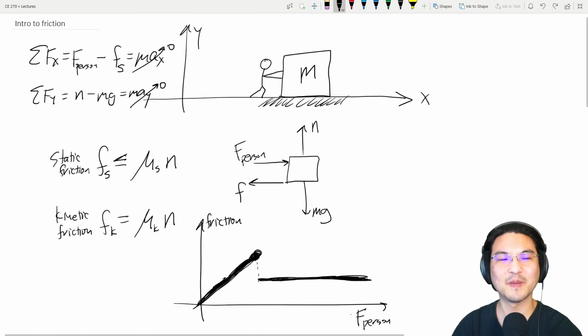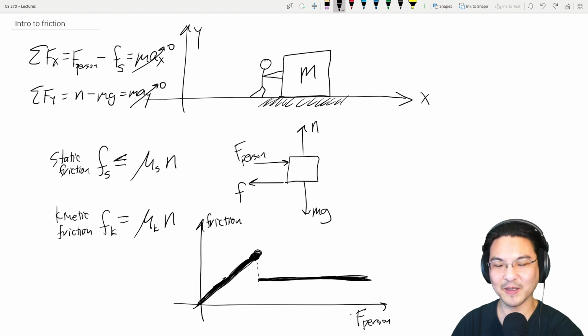Okay, so that's just an introduction to friction. Now let's talk about how we can use these as supports and how it ties to frames and machines. Okay, I'll see you in the next video.